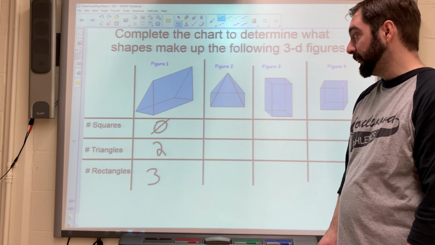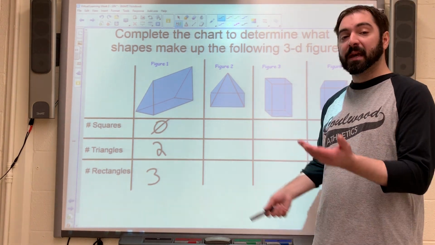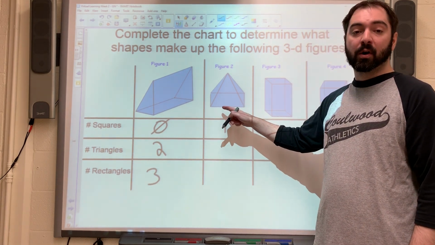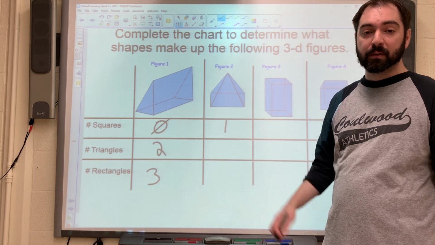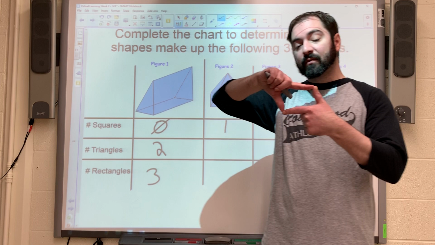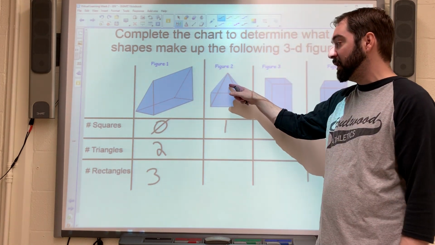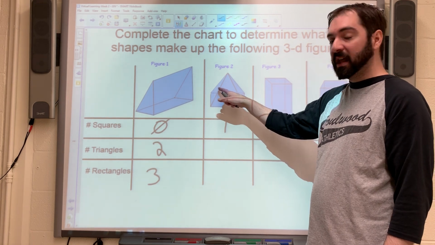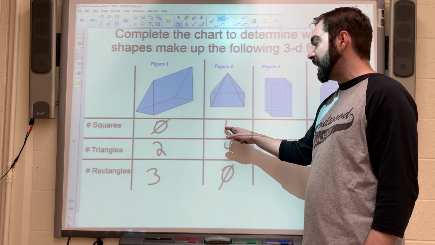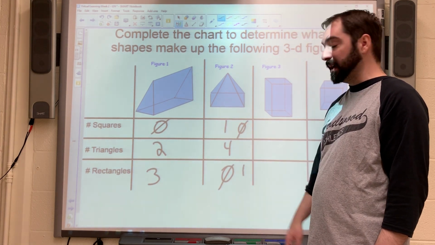Figure number 2, this is a pyramid. Pyramids are always, the base is made up of a 4-sided shape. This one looks like a square. It could be a square or a rectangle. Again, without knowing dimensions, we would just be guessing or assuming some stuff. Each side of the rectangle or the square also has a face of a triangle. So there's a front and a back that are triangles. There's a left and a right that are triangles. There are 4 triangles. And if you said this guy was a square, then there are no rectangles. You could have said that there are no squares and maybe 1 rectangle.